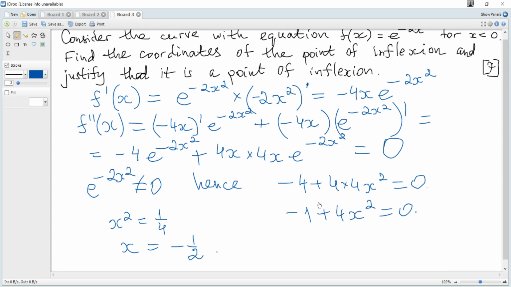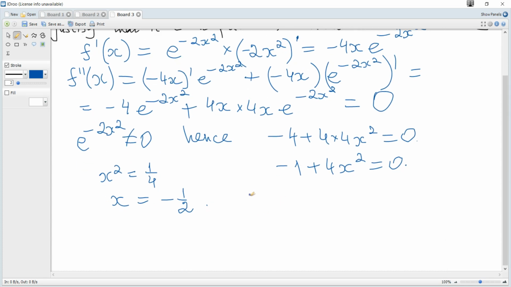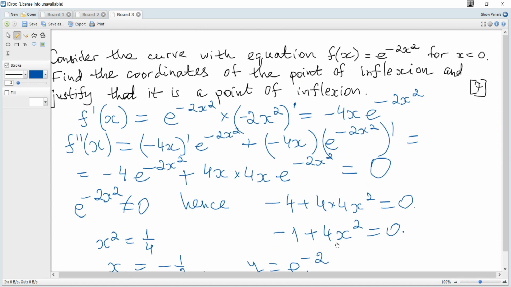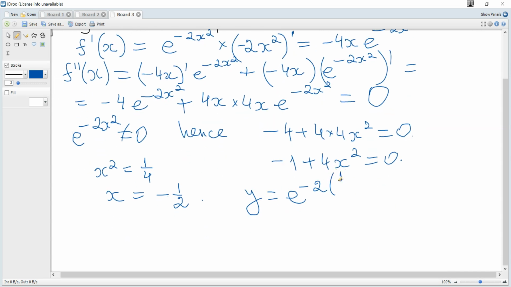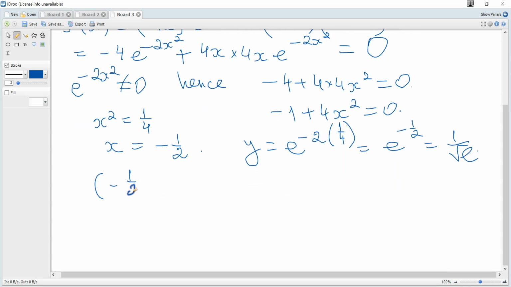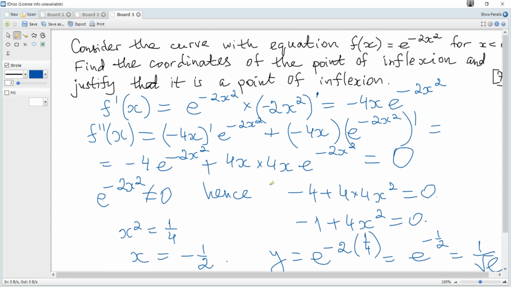Let's find the y coordinate. y is e to the power of negative 2x squared, so with x squared being 1 over 4, it's e to the power of negative a half, which is 1 over root e. So the point is negative a half, 1 over root e, and we need to justify that it's a point of inflection.